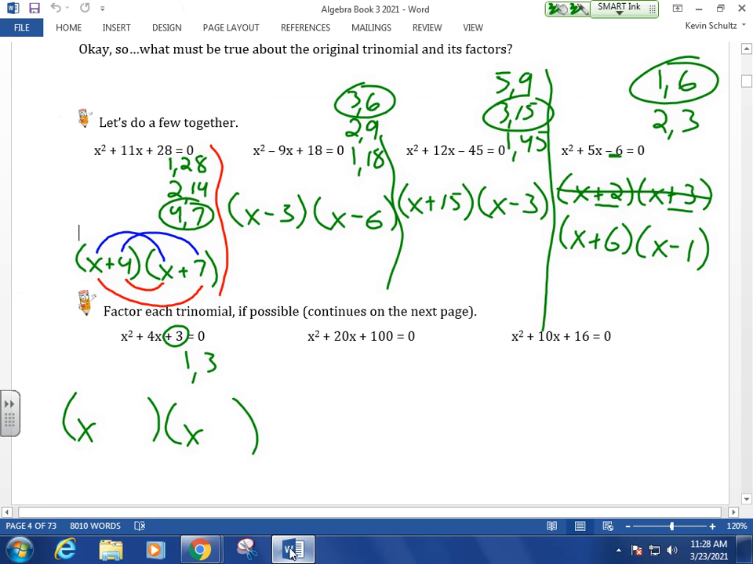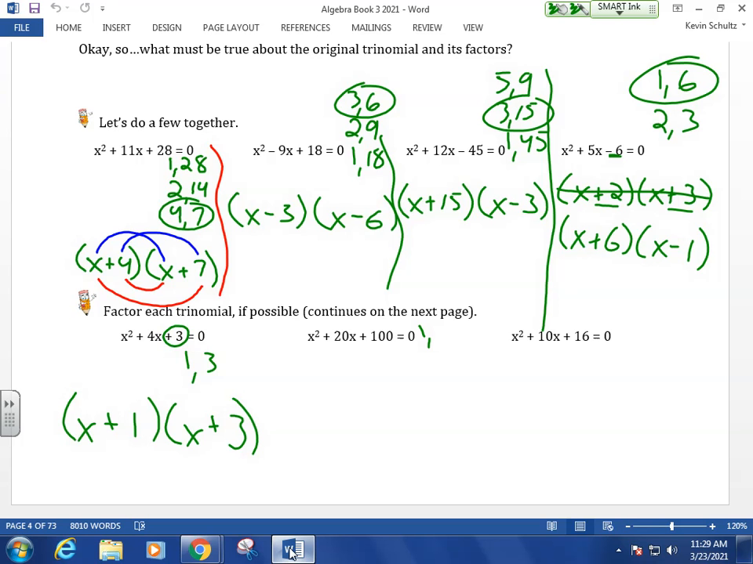Answers to the 3 on the first page here. Picking up where we left off, we've got that constant of 3. So 1 times 3 is 3. It gives us that middle term of 4. So x plus 1 times x plus 3. Second one, factors of 100.